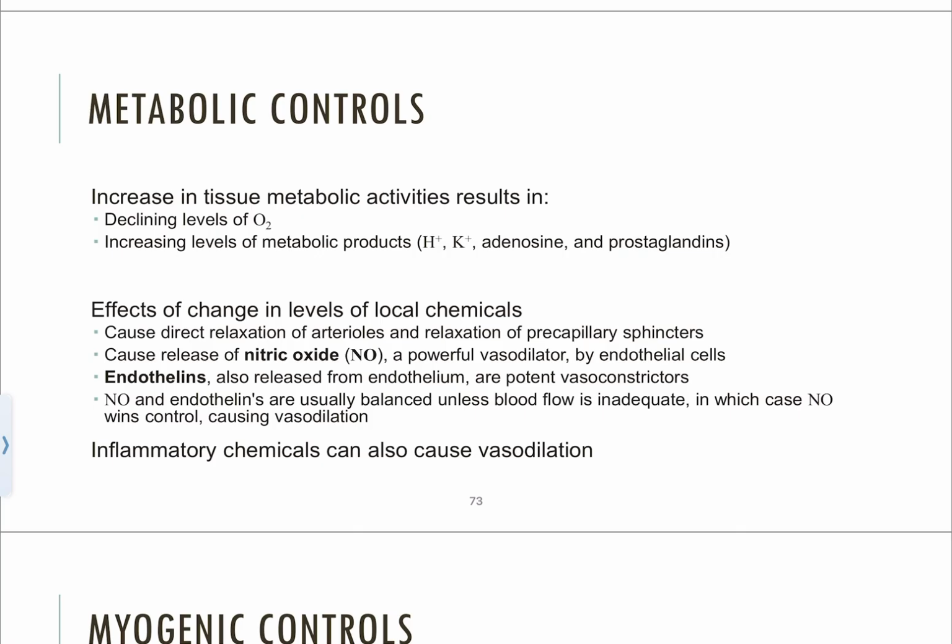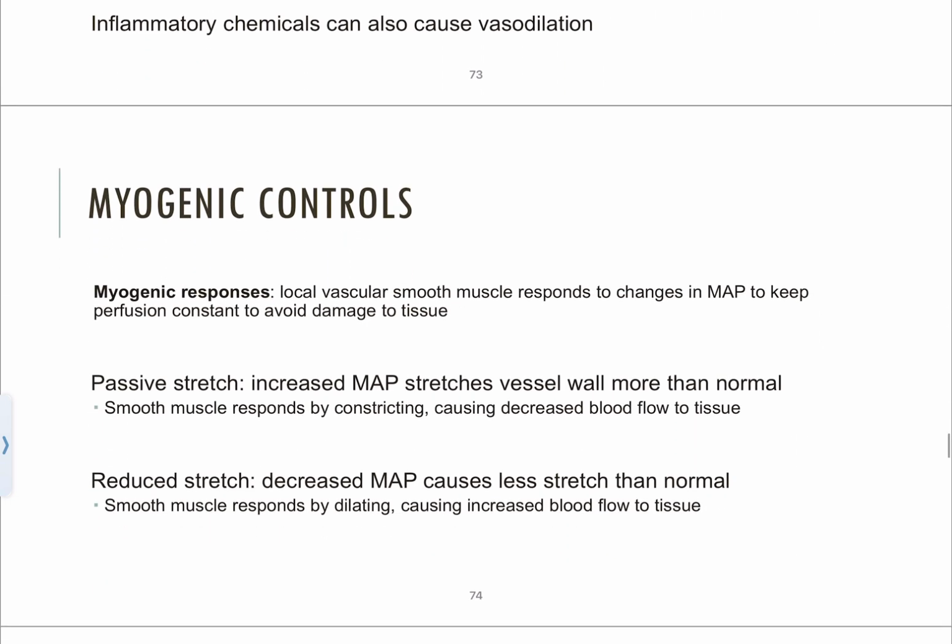We also have something called endothelins. They're also released by endothelial cells, and these are potent vasoconstrictors. So both nitric oxide and endothelins are usually balanced unless our blood flow is inadequate. If we don't have enough blood flow, then we're going to have more nitric oxide release so that we can get more vasodilation and more blood flow to the tissues themselves. Inflammatory chemicals can also cause vasodilation.